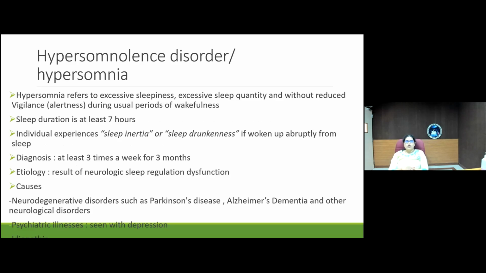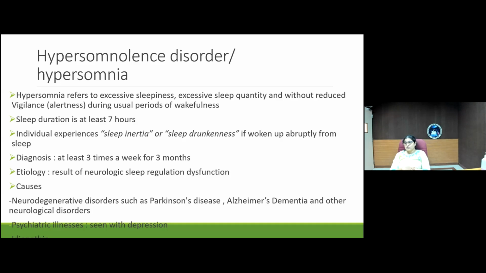Next, coming to hypersomnolence disorder or hypersomnia. Hypersomnia refers to excessive sleepiness, excessive sleep quantity without reduced vigilance or alertness during usual periods of wakefulness. This means the total duration is increased. The person feels the need for excessive sleep, but when he is awake, there is no decreased attention or decreased alertness.